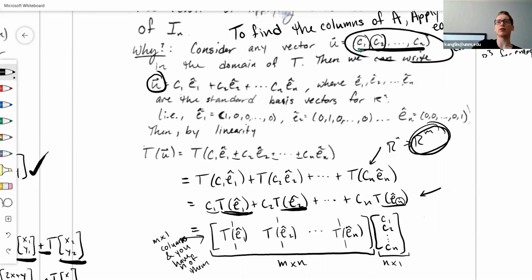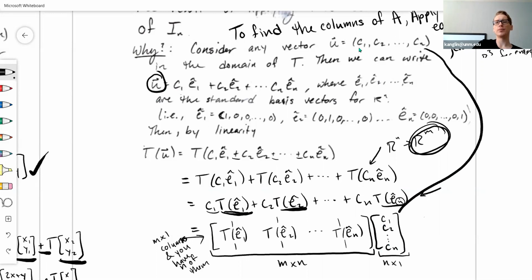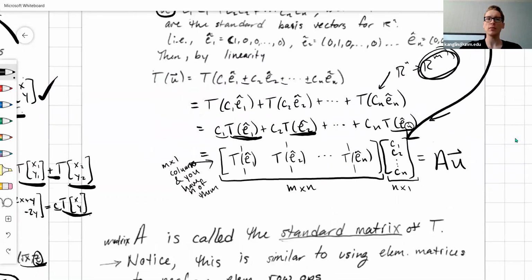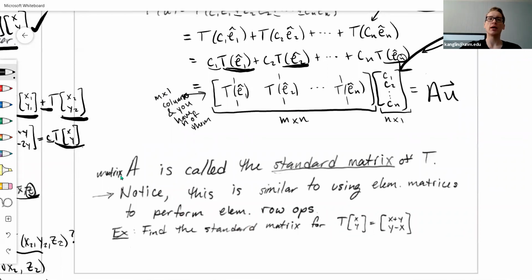I made a mess of U up here, right? This is U. Write that guy as a column, and you have this. This is A times U. So the transformation of U under T is the same as multiplying U by this matrix A, where a matrix A is really just made of the images of the standard basis vectors put into the columns to make A. In this case, when we do it this way, the matrix A is called the standard matrix of T.